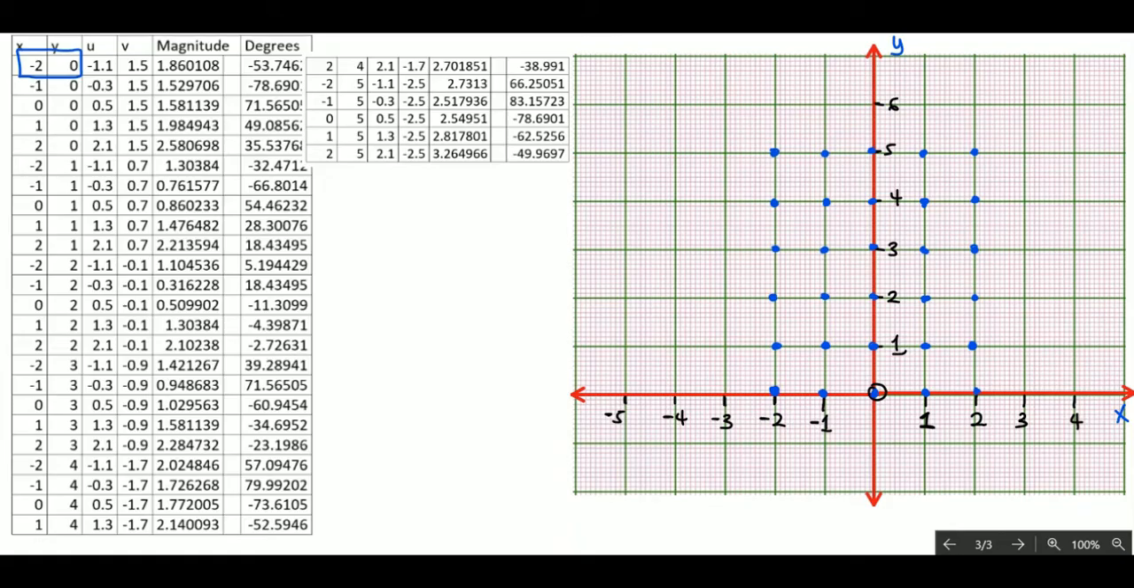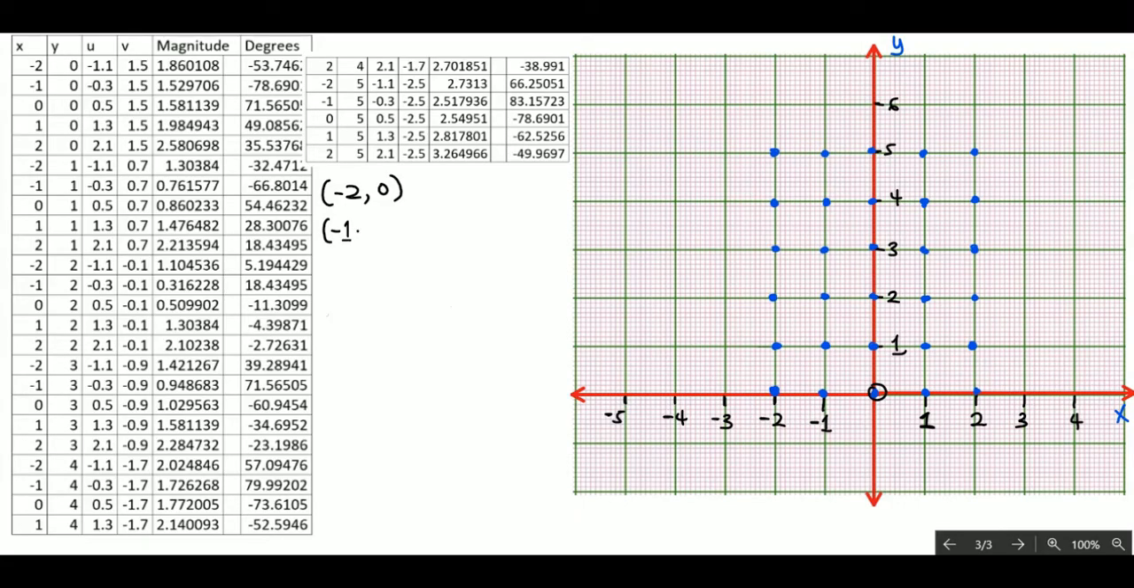So first of all you plot the coordinates for the x and y. After plotting the points, what you're going to do is plot the velocity vectors. Let's look at how you are going to do this. First of all, let's consider the first point, which is x equals minus 2 and y equals 0.